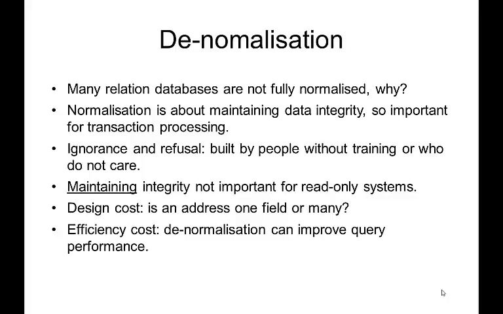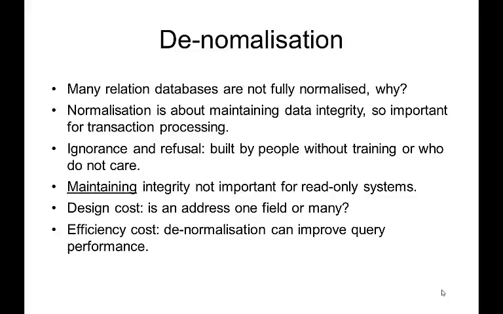There are design costs, as I say, in normalization. Things to decide which take time, like is an address, I mentioned this last week, is an address one field or many? These are design decisions. They take time to think about and implement. So there is a cost behind these things. There's a design cost. There's also an efficiency cost.